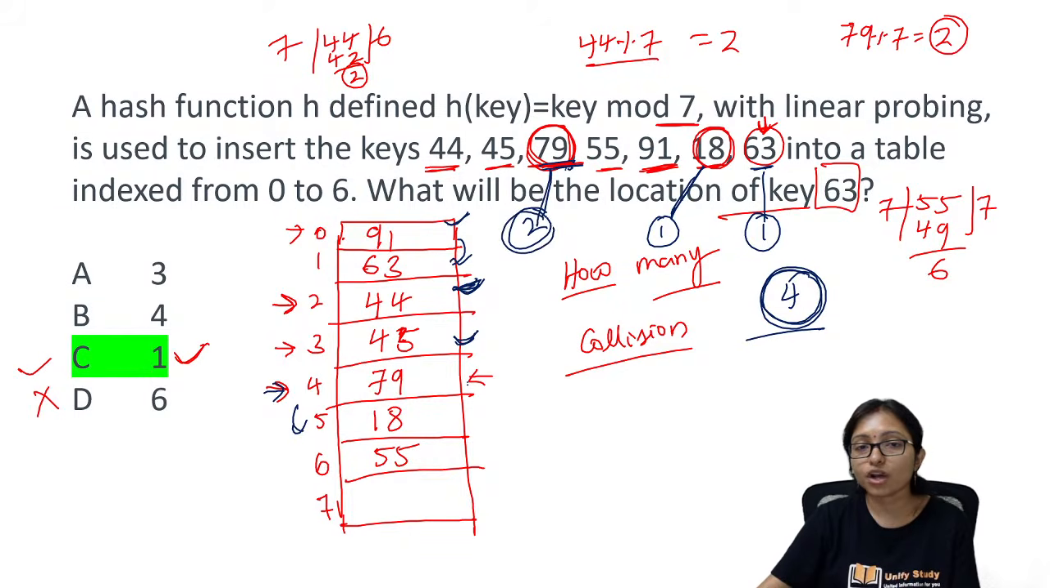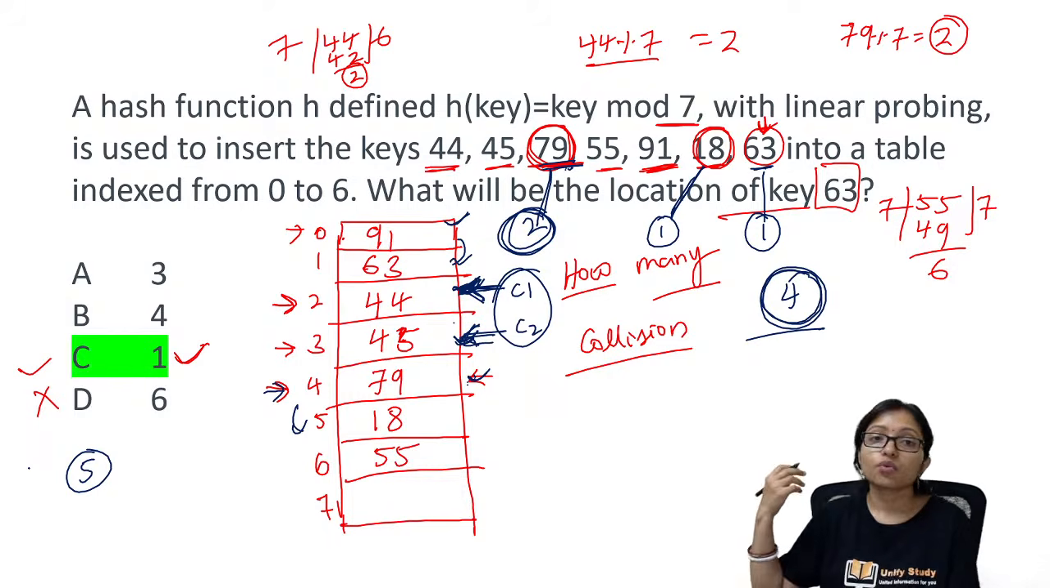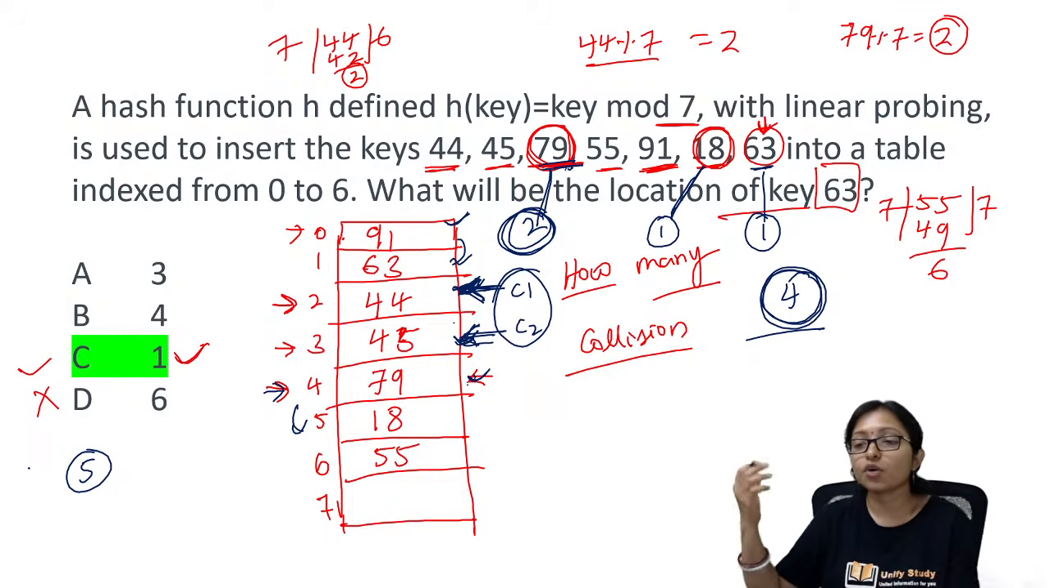For 79, there are 2 collisions, because the correct place for 79 is 2. It was already blocked, and here also the next one is blocked. So it is collision number 1, and this is collision number 2. 2 times collision occurs. That's why the total will be 4. Don't make a mistake here. I am telling you repeatedly, 5 consecutive questions can come like this way. What will be the position of this one? How many collisions occur? Yes, 4 is the correct answer.